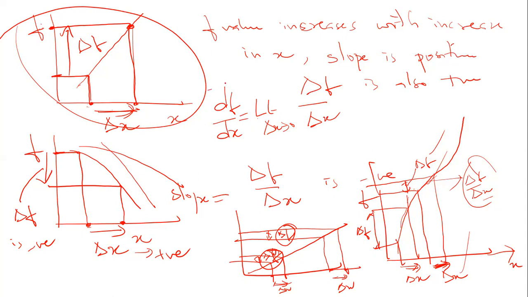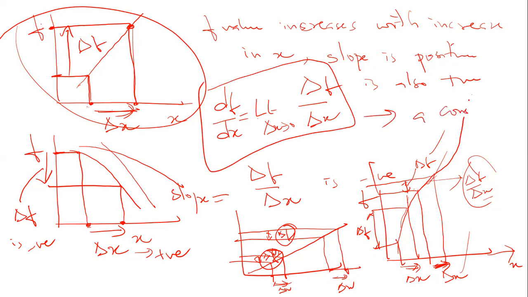That means if you take the differentiation df with respect to dx, you will find a constant value. Differentiation of the function f with respect to x will be constant if you have a straight line. df upon dx is a certain constant, right?